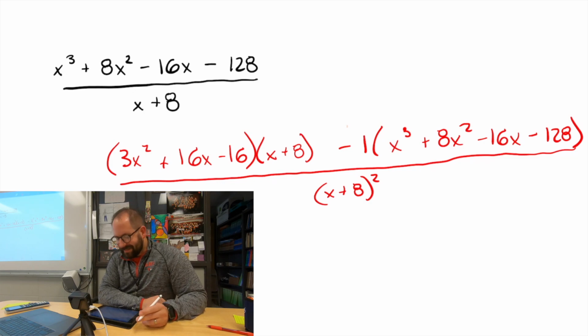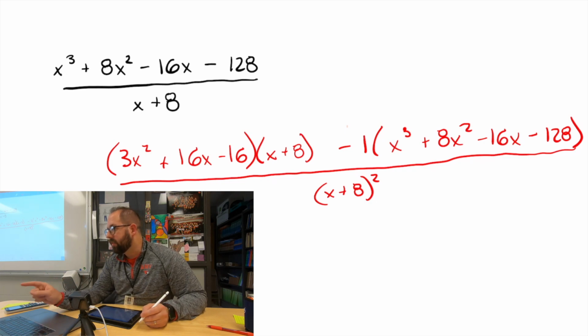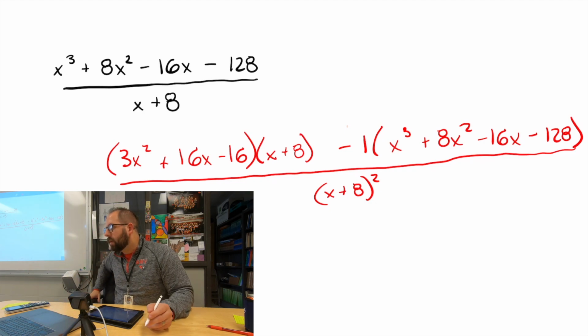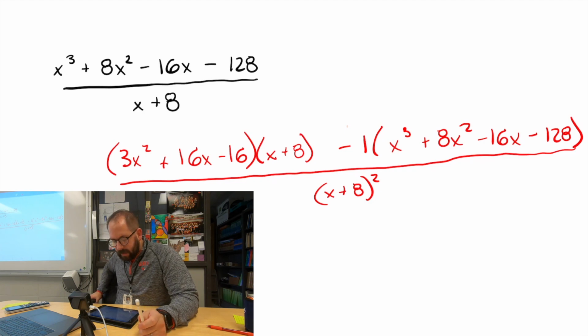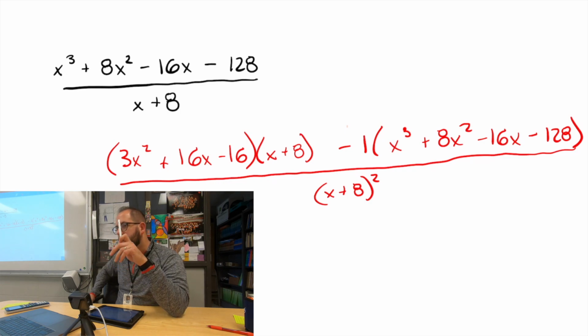I just pick blank. Wait, the first part you have 3x squared plus 16x minus 16. Oh, I wrote my problem wrong. Where's the 128 at? I'm confused. When we took the derivative of the top, the whole numbers cancel out to be 0. Oh, duh. Yep, good question. All right. Any other questions? Sometimes you just got to catch those things.